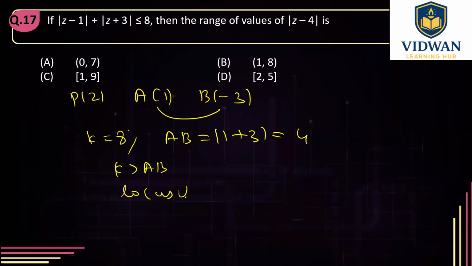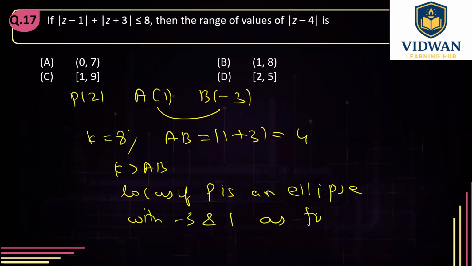So the locus of P is an ellipse with -3 and 1 as foci, and K equal to 8 is the major axis. Now, if you have to find out the range of mod of z minus 4, basically this is the distance between z and 4. You have to find the minimum value and maximum value and then write the range.